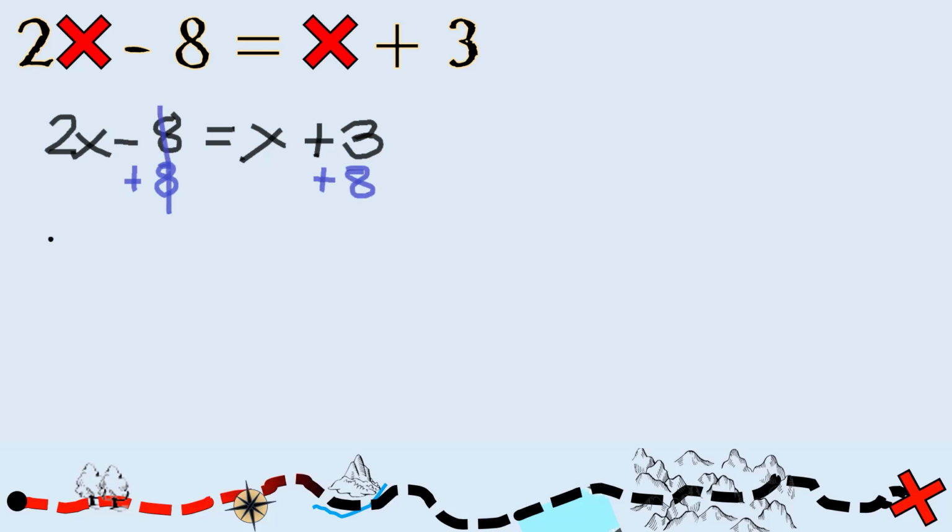That means we have here 2x is equal to x. 3 plus 8 is 11.